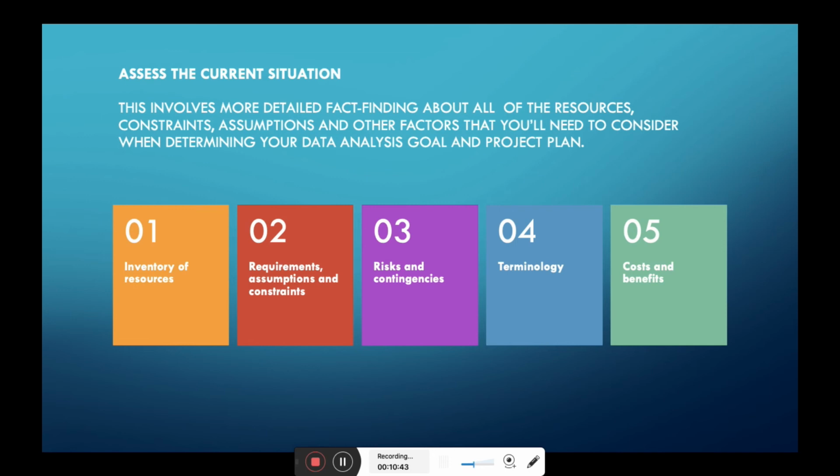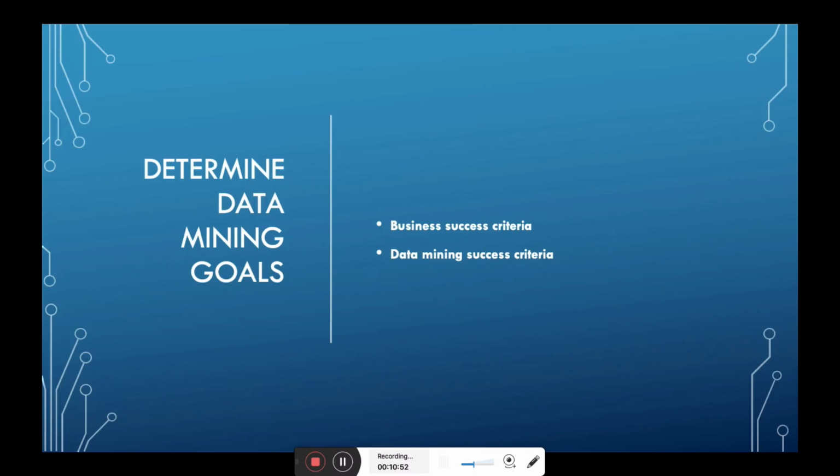So I hope what I have spoken so far gives you a glimpse of an idea of how the process flow works. Now let's talk about determining data mining goals. So there are two specific goals we will talk about here. First is the business success criteria, and the second is the data mining success criteria. Now, a business goal states objectives in business terms. A data mining goal states project objectives in technical terms.